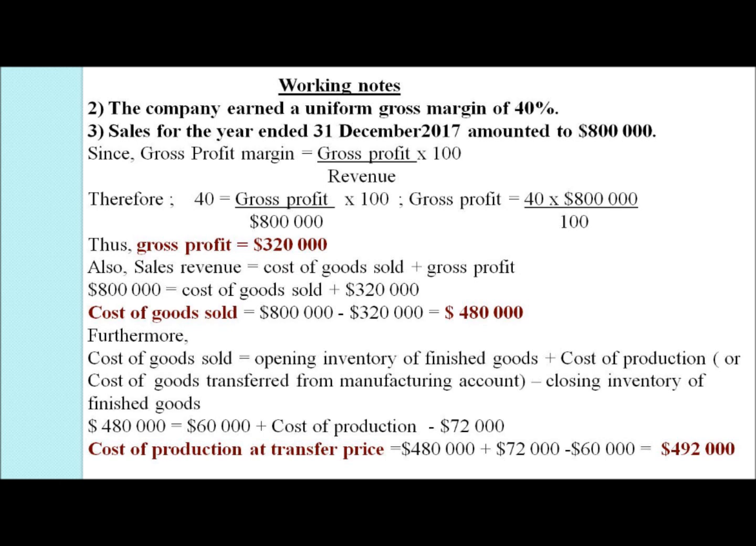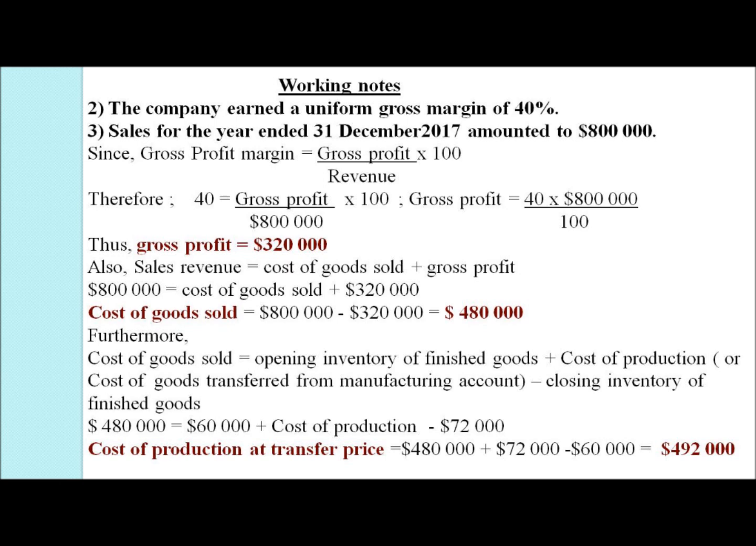Next, we use the second and third points of the question to extract the rest of the values, like gross profit, which can be calculated using the formula: gross profit margin is equal to gross profit divided by sales revenue times 100. Gross profit margin given in the question is 40% and sales revenue is $800,000. So we get the value of gross profit as $320,000.